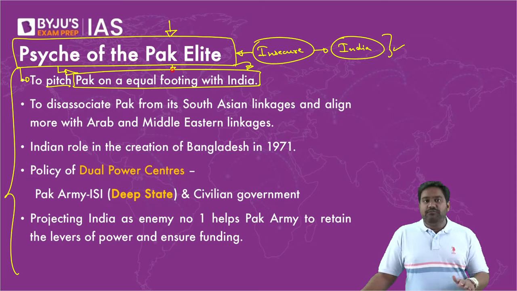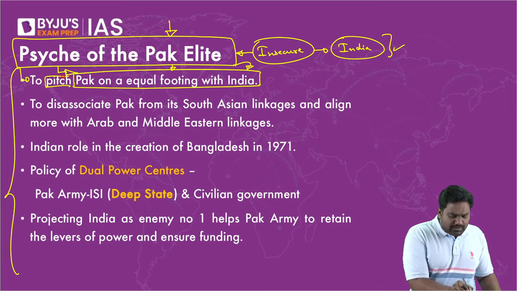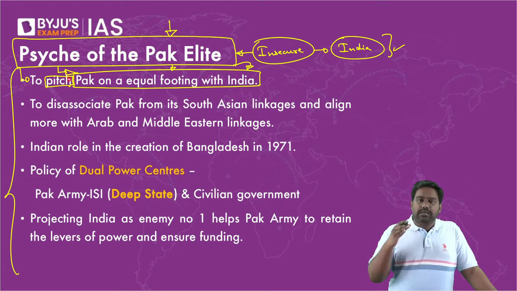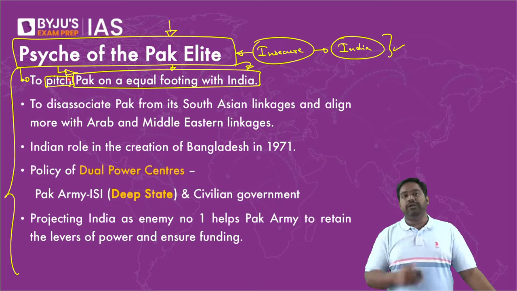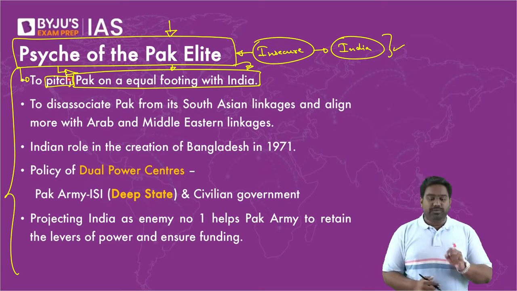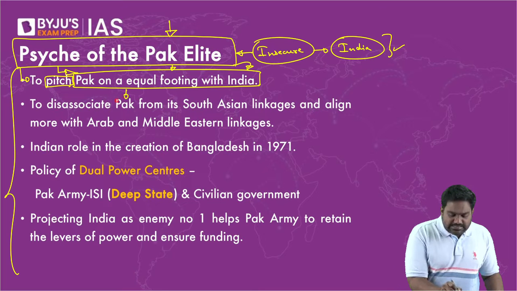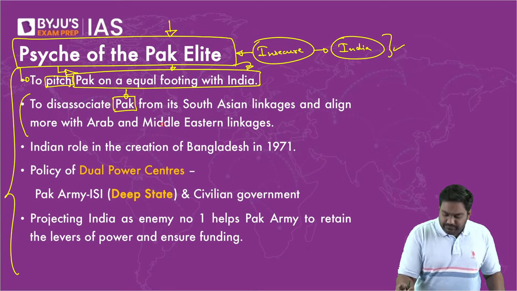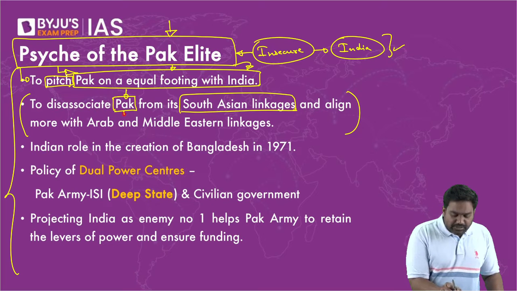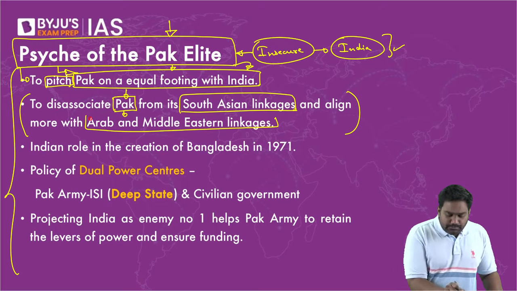In the 1950s, and even right after independence and partition, Pakistan pitched itself on an equal footing with India. In front of the world, it wanted to be seen as an equal of India, right? So this led to an unhealthy obsession with India, where Pakistan has disassociated itself from its South Asian linkages, and it has deliberately tried to align with its Arab Middle Eastern linkages.